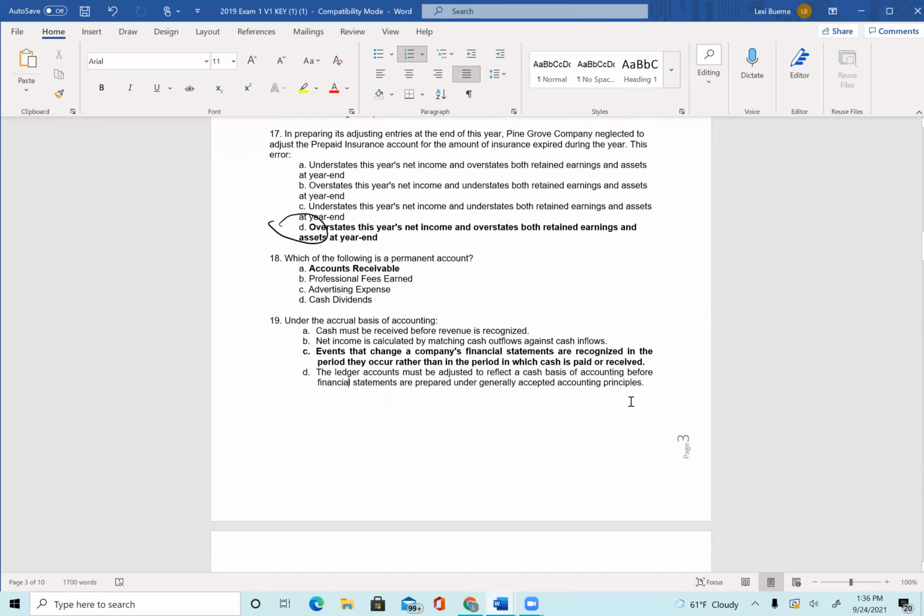And which of the following is a permanent account? So anything that's a permanent account goes in the balance sheet. So this amount, accounts receivable, is going to be a permanent account.